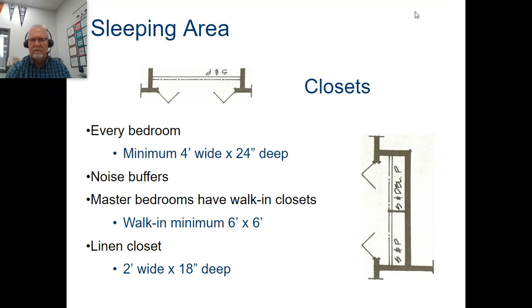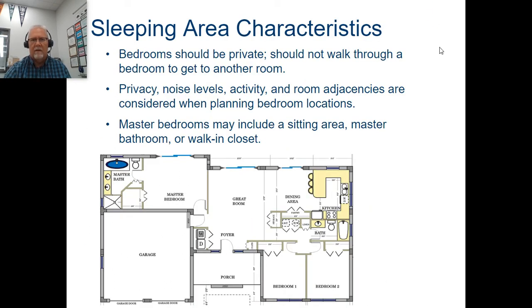All right, let's move on to the next one here. Sleeping areas, the characteristics that are common with that. Bedrooms, again, are private. You should not have to walk through a bedroom to get into another room. If it's a new house, that's a pretty poor design. Sometimes out of necessity in older homes, we may have to have a walk-through to get to another area. But if you're designing a home, I don't want to have to walk through a kid's bedroom to get to a master bedroom.